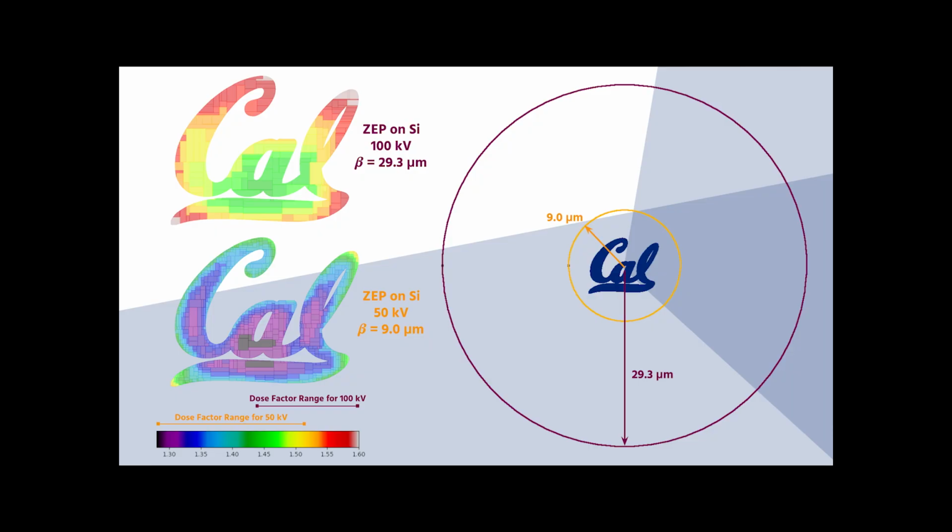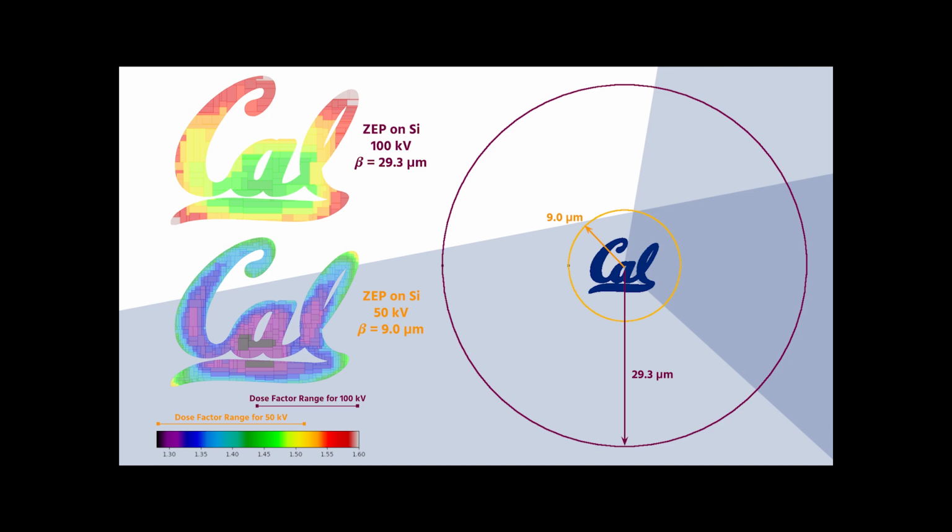To understand this, let's see this design in the context of the different beta values. I've drawn 2 circles, one with a radius of 9 microns and the other with a radius of 29.3 microns, centered on the A of the Cal logo. You can see how the design takes up considerably more of the 9 micron circle than the 29.3 micron circle. This is why we need such higher dose factors for the 100 kV run.